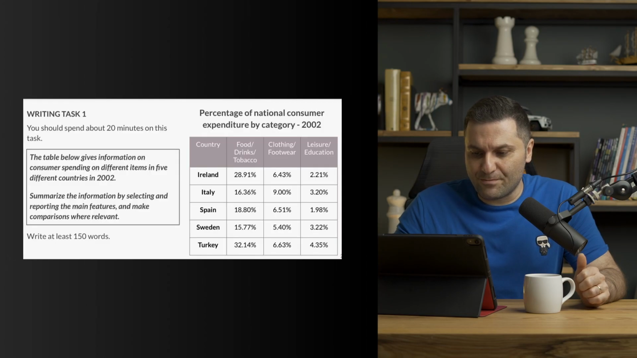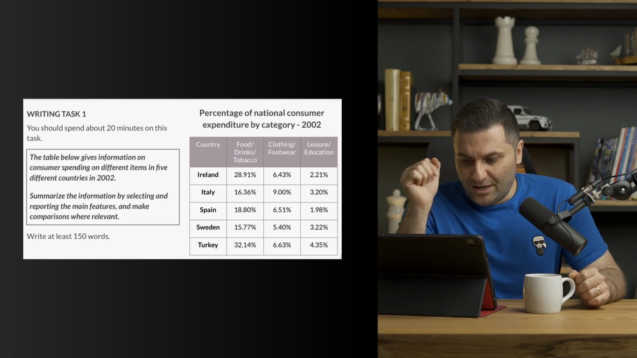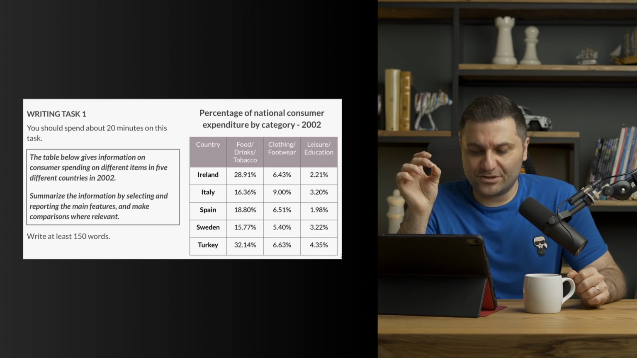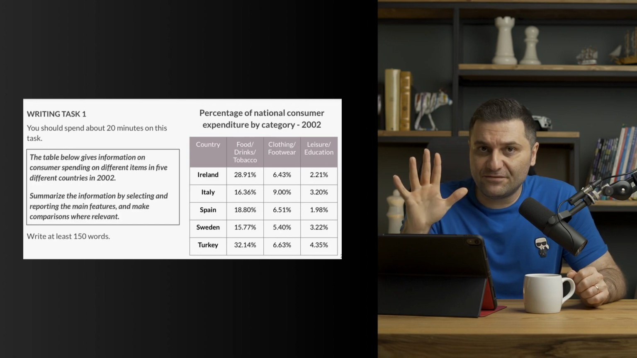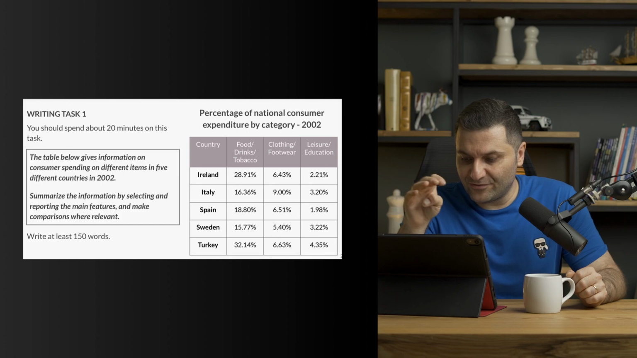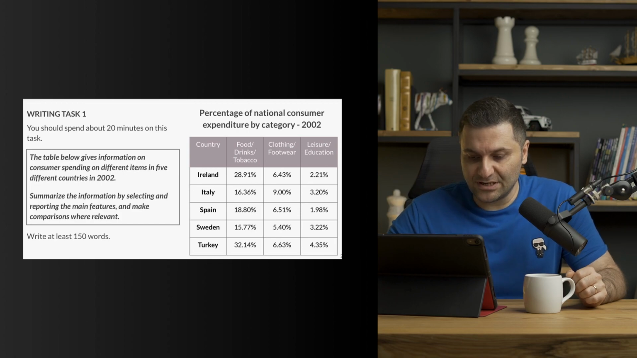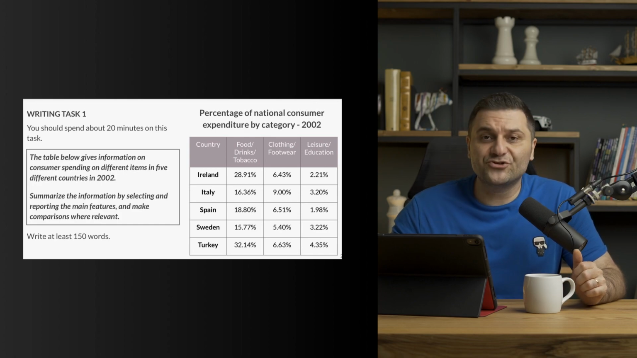And then the next one, which is comparative again, is the table. As you see, we have percentage of national consumer expenditure by category. It is in 2002. So we have 5 different countries in our table, and we have 3, as you see, consumer spending categories. It is food, drinks, tobacco, clothing, footwear, and leisure and education.